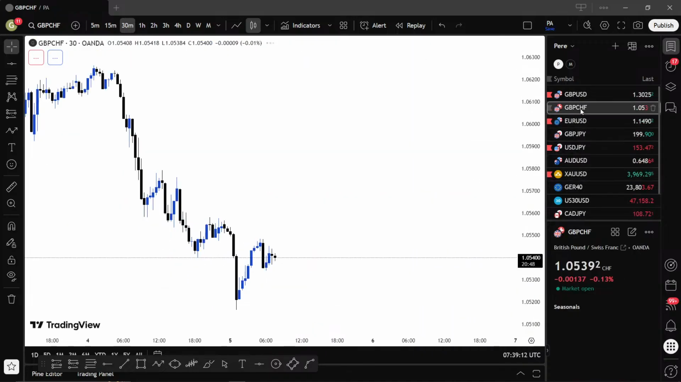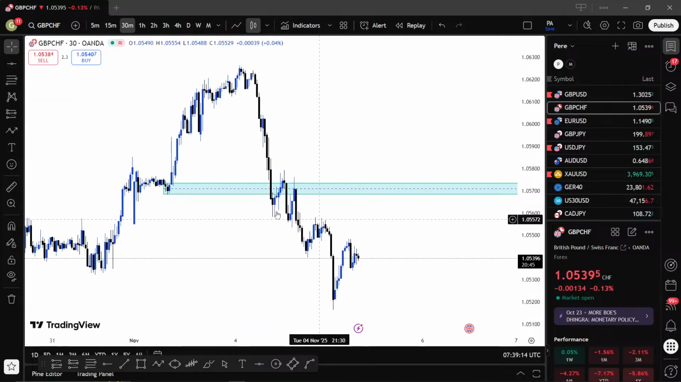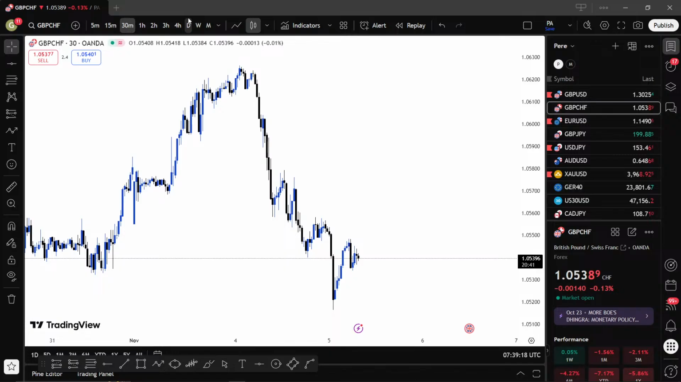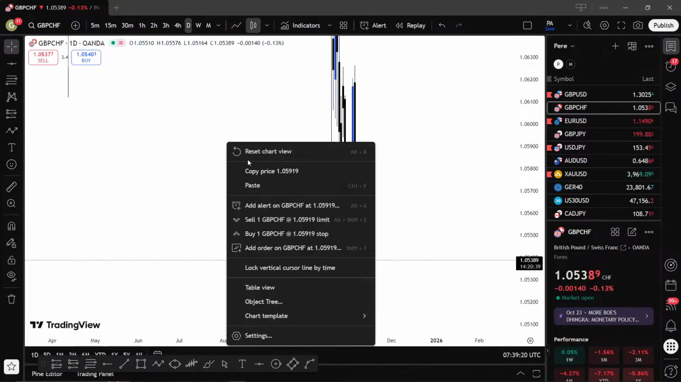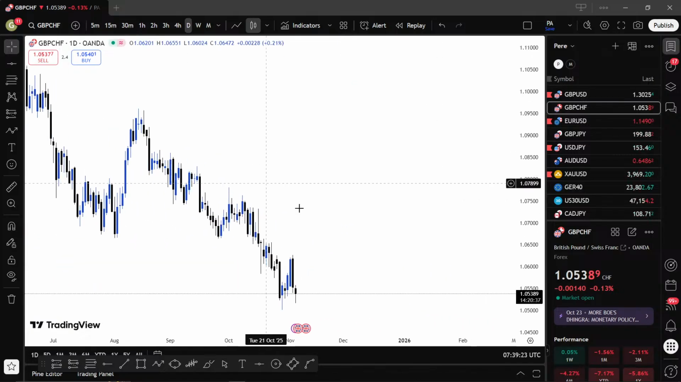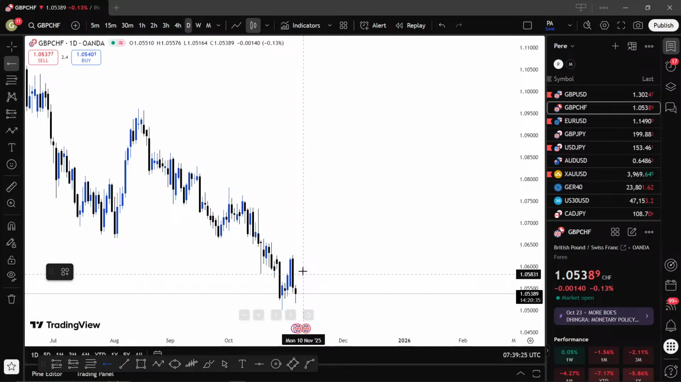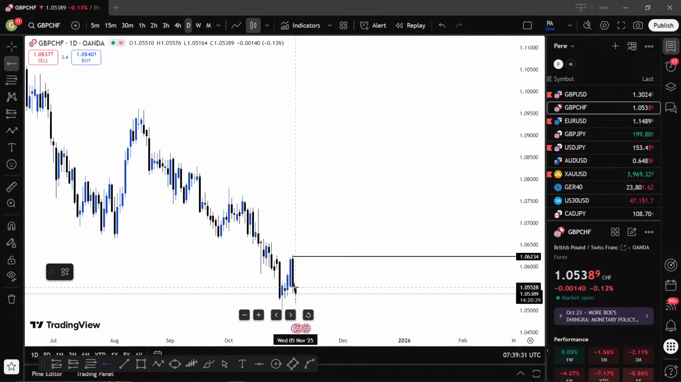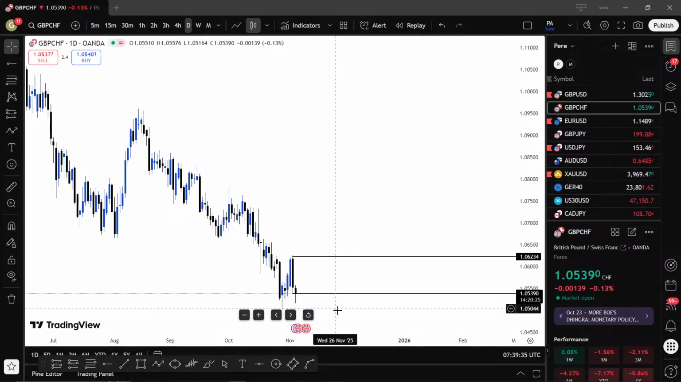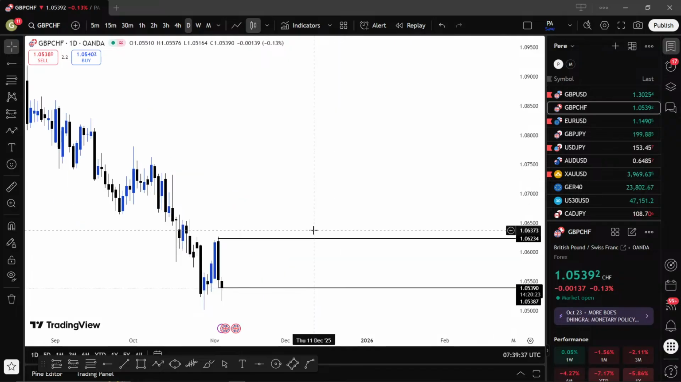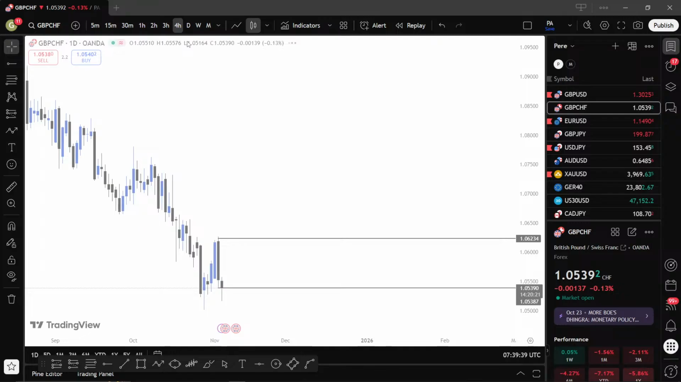So now let me come over to G-Chef. You can see this is a level I also marked yesterday, but the market did not get to hold it. So we move up to the next high. Previous day low. I'm going to add a wick to it. And then let me move over to the 4-hour time frame.